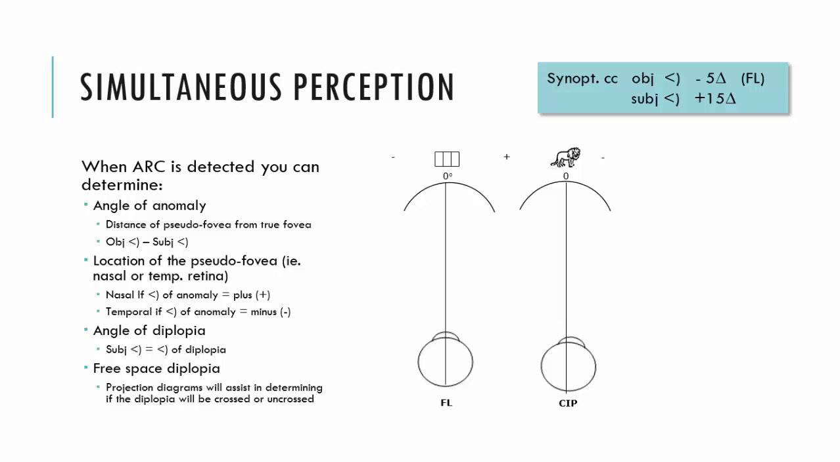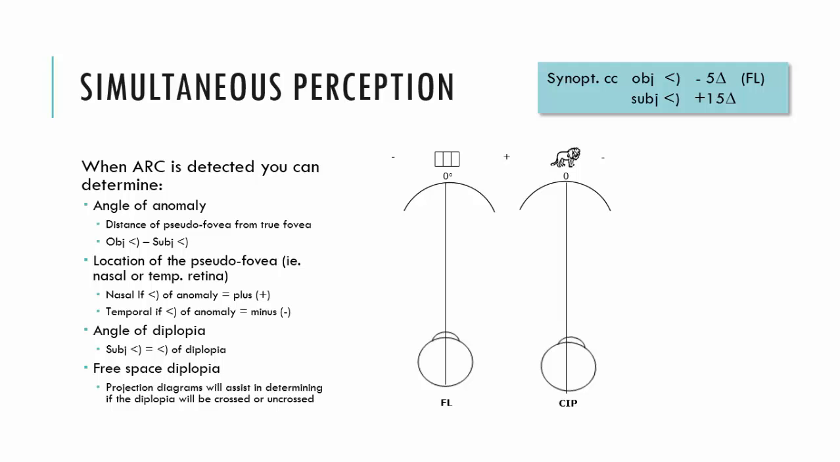It can give us information about the angle of anomaly, which is the distance of the pseudofovea from the real fovea or the true fovea. It can give us information about where that pseudofovea is located, on what retina, nasal or temporal, and again, how far away it is from the fovea. It can tell us what the angle of diplopia is, and what the angle of diplopia is essentially how far away the diplopic image will be from the real image. And we can gain information about what we would expect if the patient is experiencing diplopia, whether it will be crossed or uncrossed.